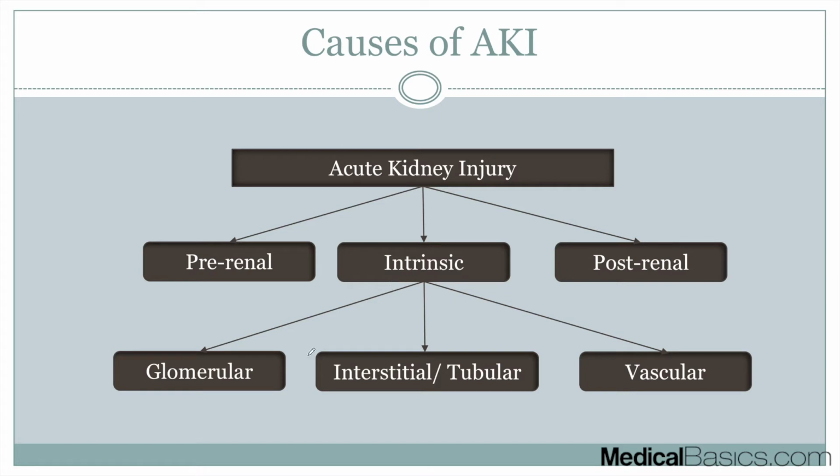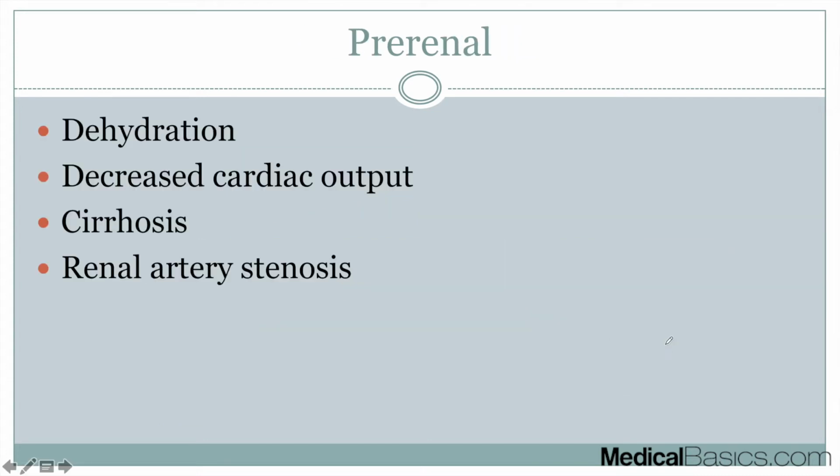And within intrinsic, you're going to have things that are going to damage the glomerulus, things that are going to damage the interstitium or the tubular network, and also the vascular network. And we're going to talk about each one of these in a second and kind of talk about what can cause different types of disease within these categories. So the first thing is going to be prerenal.